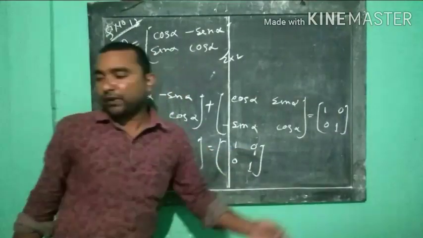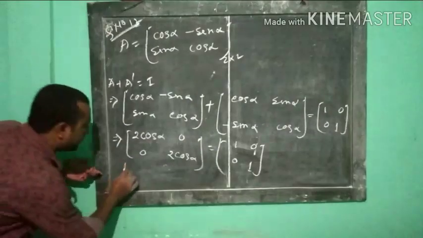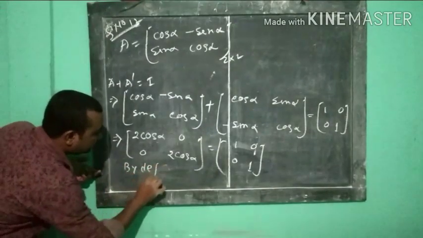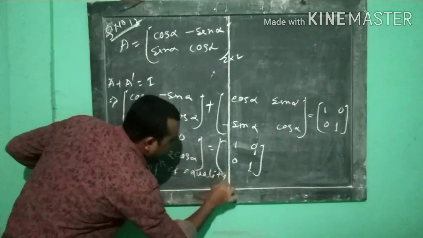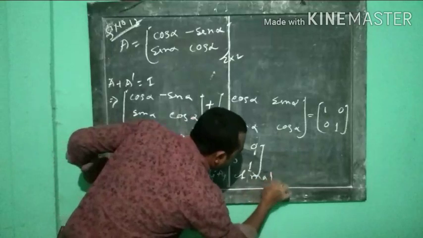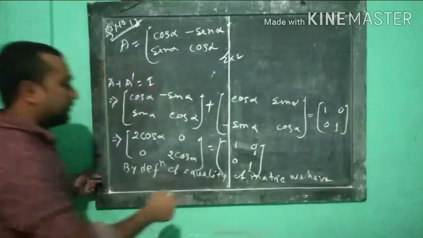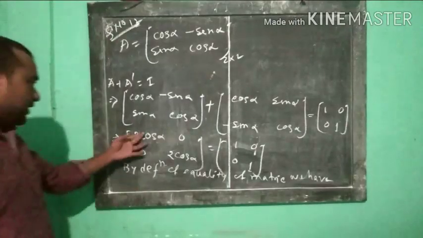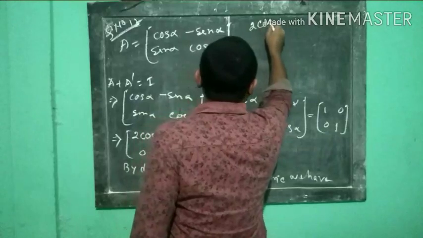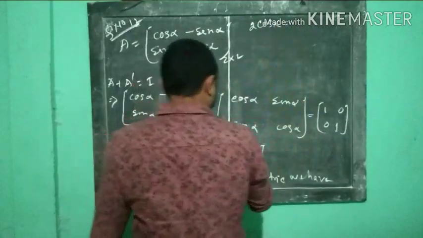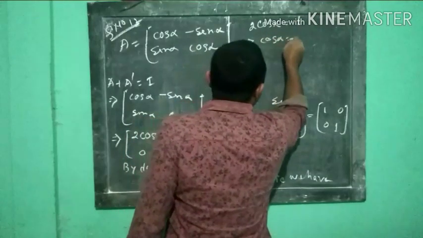By the definition of equality of matrices, this is equal to this. We can write 2 cos alpha equals 1. This implies cos alpha equals 1 by 2.